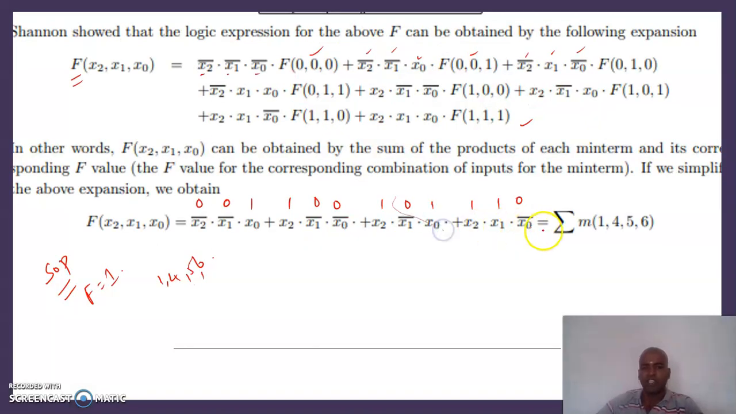After writing this expression in proper SOP format, we know how to represent minterms: summation, small m, then the combinations having values equal to 1, that is 1, 4, 5, 6. So now the SOP expression is written.